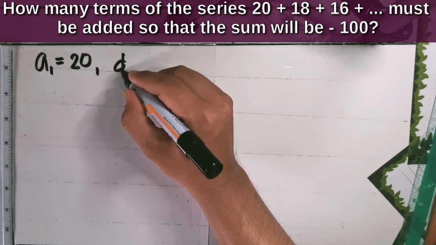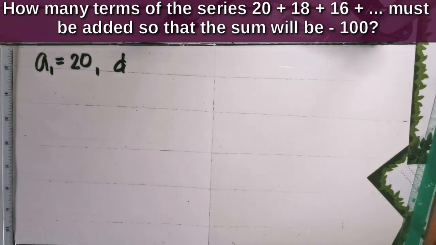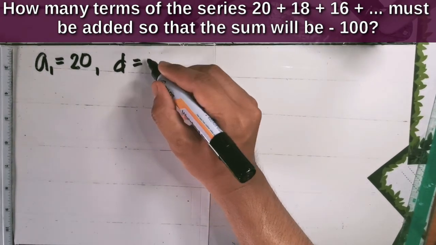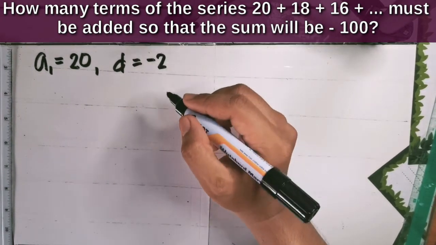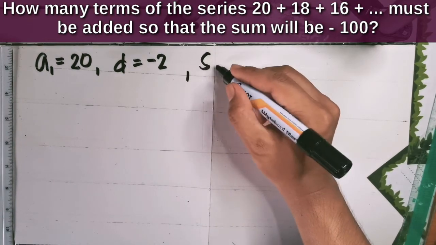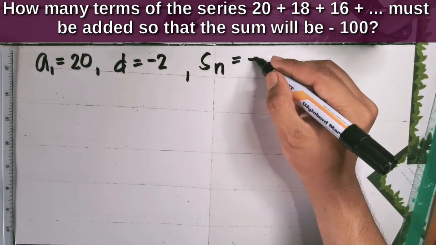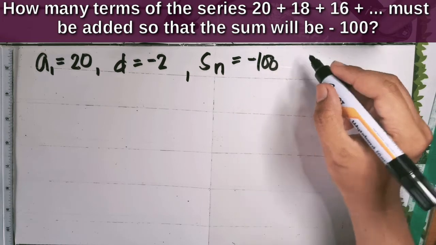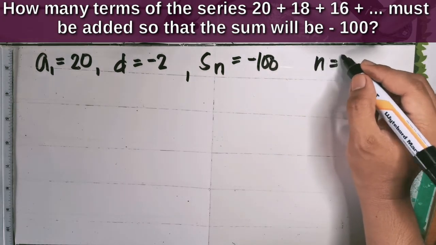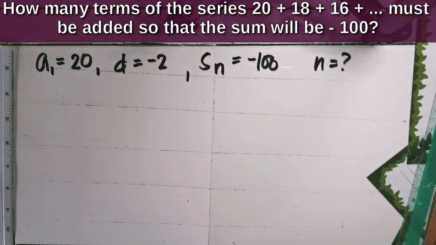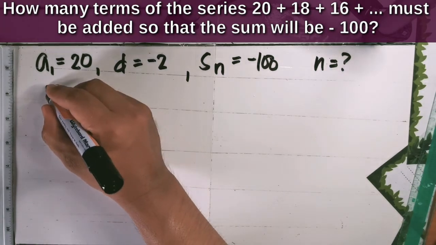Our common difference is 18 minus 20, that is equal to negative 2. The sum is equal to negative 100. So we're looking for the value of n. How are we going to solve that? Let's write first the formula.